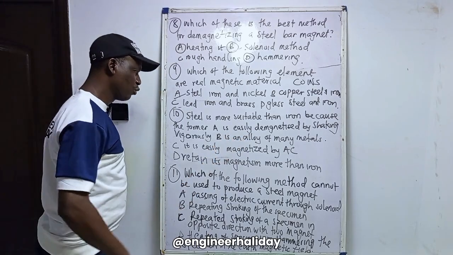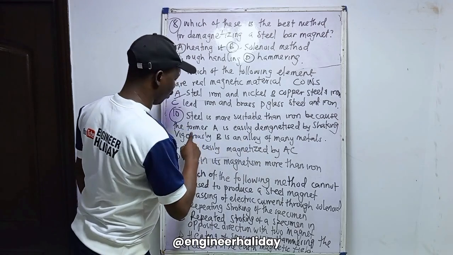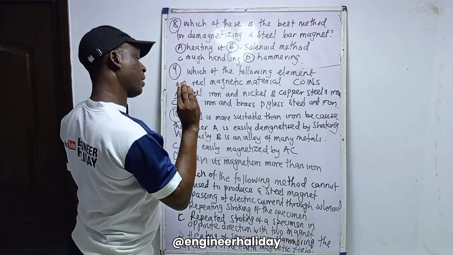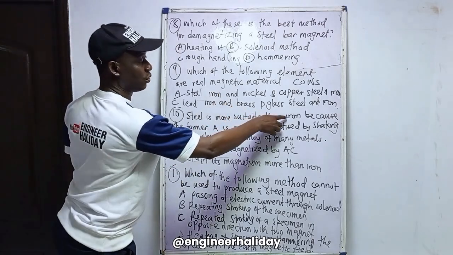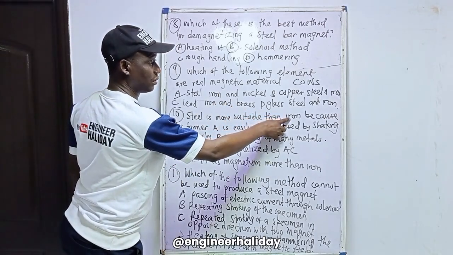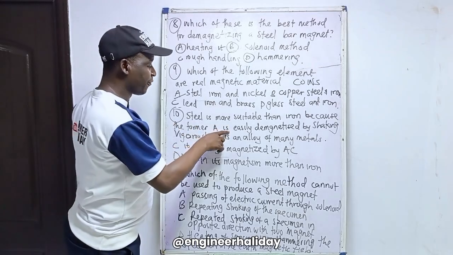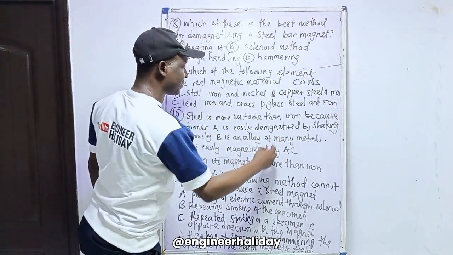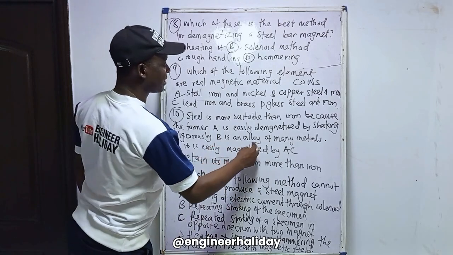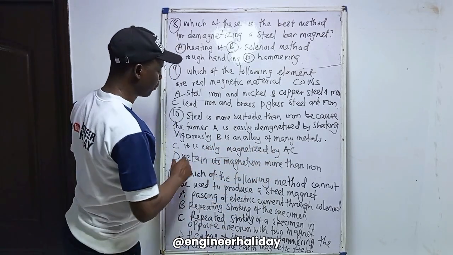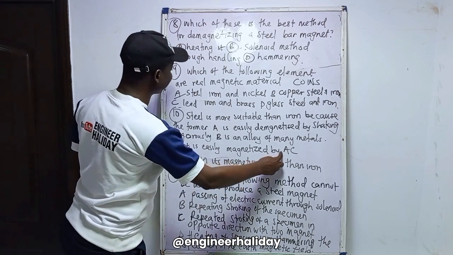Now the question says what is suitable for iron, because the former, what are they talking about? That means steel. The latter is what? The latter is iron, while the former is steel. The former is easily demagnetized by shaking. No, vigorously. It's an alloy of many metals. No, it is easily magnetized by AC. No, we only magnetize by DC.